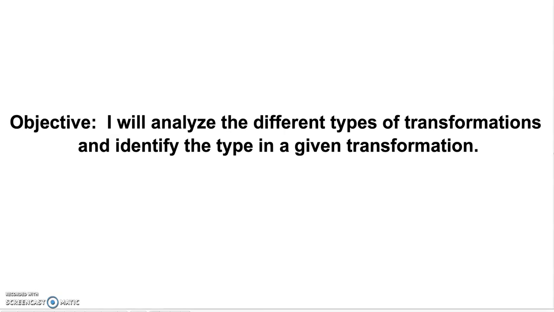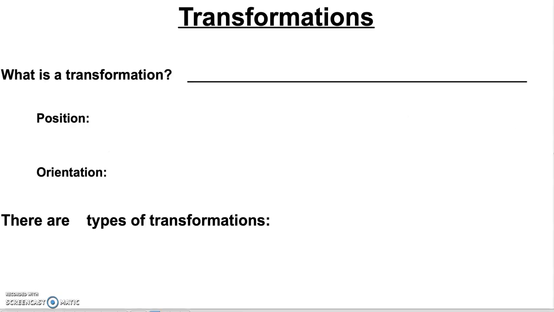In this lesson, we will analyze the different types of transformations and be able to identify the type if we're given a diagram. So what is a transformation? A transformation is a way to change a shape's position, orientation, or size.